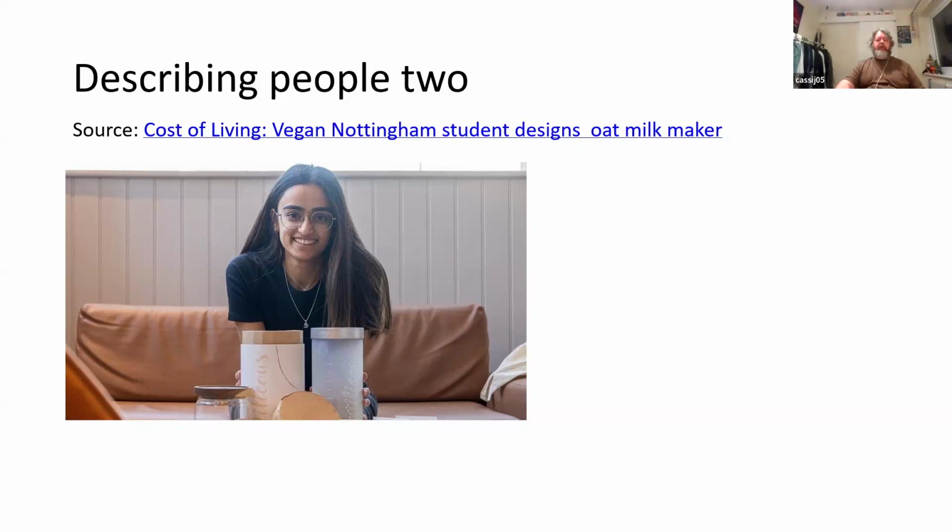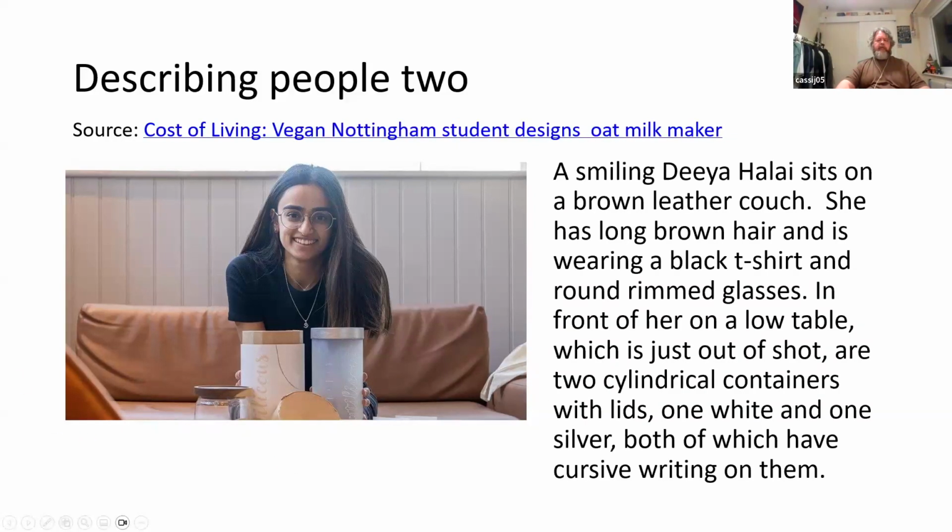Now, obviously, you can see visually that she is possibly from a different ethnic background. But because the story wasn't about that, the story was about how she invented these oat milk containers, we can't, under BBC guidelines, say anything about that. But Claire, you can unveil the description there.